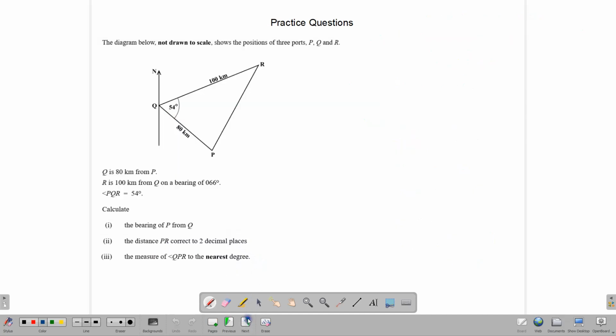Let's look at another one. Here we have a diagram, not drawn to scale, of course, of 3 ports, P, Q, and R. Q is 80 kilometers from P, and R is 100 kilometers from Q, on a bearing of 66 degrees. Angle PQR is 54, that angle is shown. So we are asked to show first up the bearing of P from Q. R is on a bearing of 66 from this point Q. So the 66 goes here.